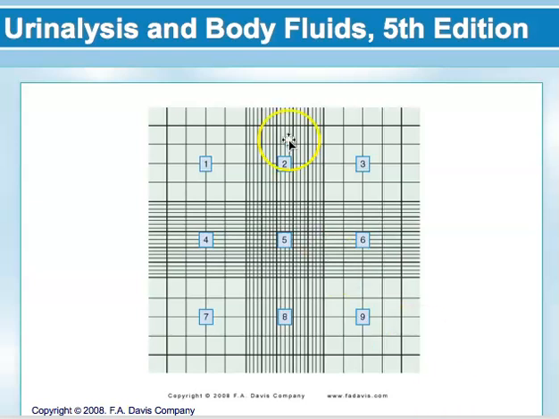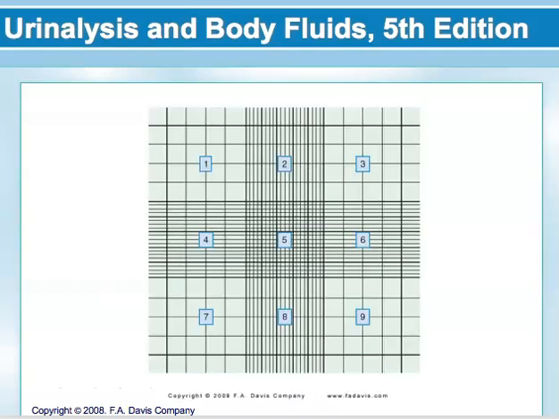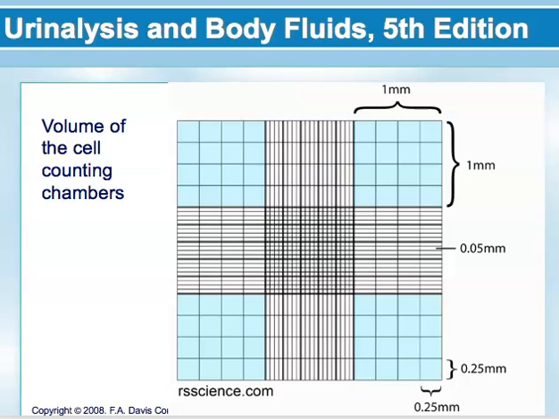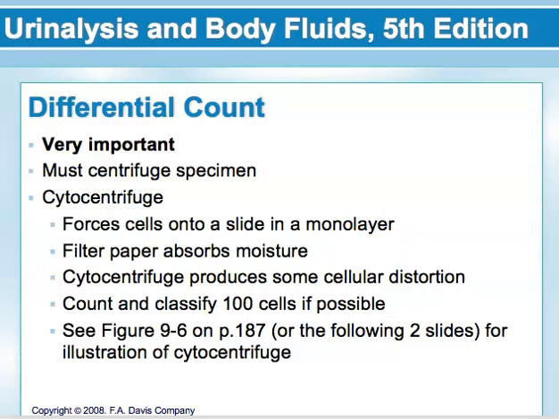And again, this is what you're looking at. That's just a blown up version of this little square here. This is just showing you the volume of each one of those chambers and the dimensions. This is a neat visual here, just to show you the difference in size of different elements that you could see under the microscope when you're looking in that hemocytometer.